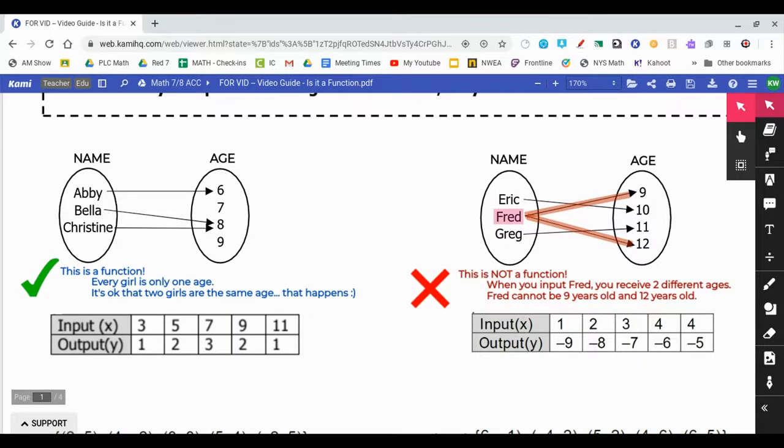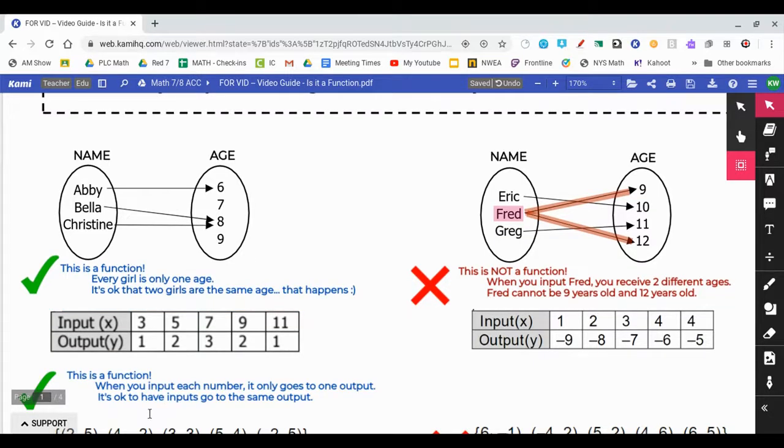Our next examples are tables. The input is always the X value and the output is always the Y value. So this says 3 goes to 1, 5 goes to 2, 7 goes to 3, 9 goes to 2, and 11 goes to 1. This is a function because when you input each number, it only goes to one output. Now you might have noticed that some inputs share an output. For example, 3 goes to 1 and 11 goes to 1.